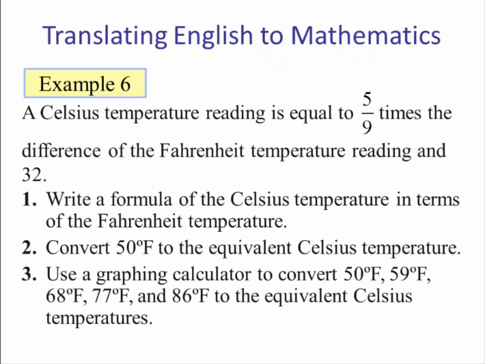Example 6. A Celsius temperature reading is equal to 5/9 times the difference of the Fahrenheit temperature reading and 32. Number 1. Write a formula for the Celsius temperature in terms of the Fahrenheit temperature. Number 2. Convert 50 degrees Fahrenheit to the equivalent Celsius temperature. Number 3. Use a graphing calculator to convert 50 degrees, 59 degrees, 68 degrees, 77 degrees, and 86 degrees Fahrenheit to the equivalent Celsius temperatures.